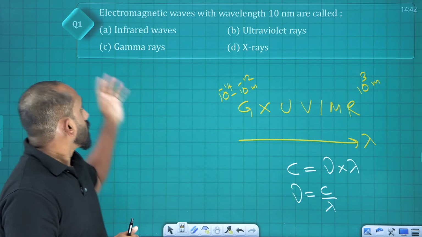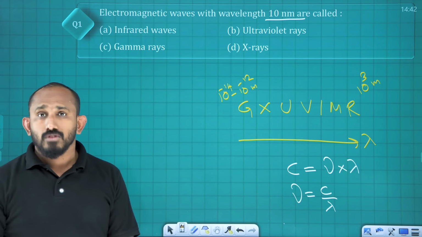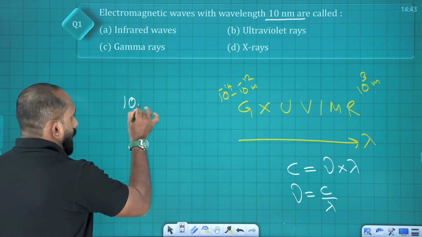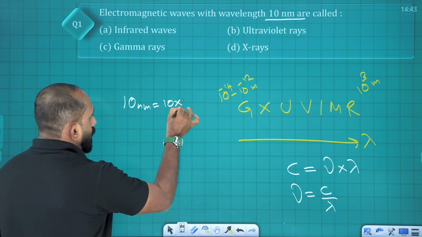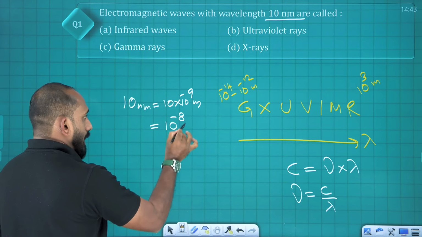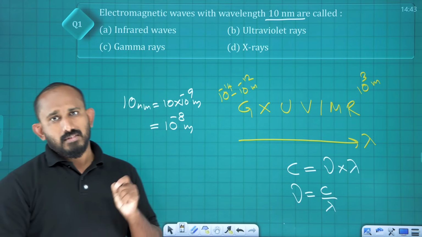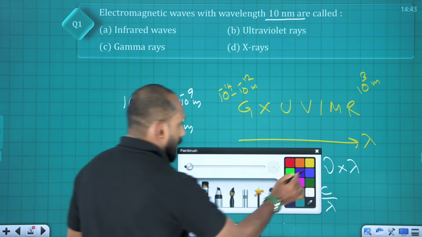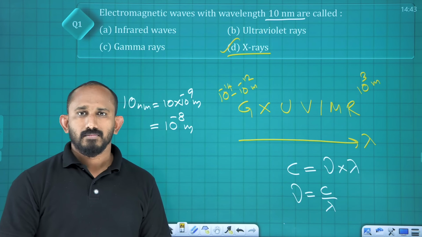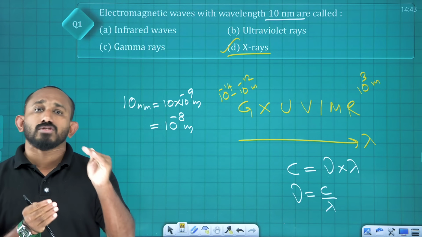Here the question is, waves with wavelength 10 nanometer are. So 10 nanometer is equal to 10 into 10 raised to minus 9 meters. That is nothing but 10 raised to minus 8 meters. So 10 raised to minus 8 meters comes under X-rays. So X-rays is the answer, option D is the correct answer for this. Hope you got it. So that spectrum, at least the approximate range, you should be ready.